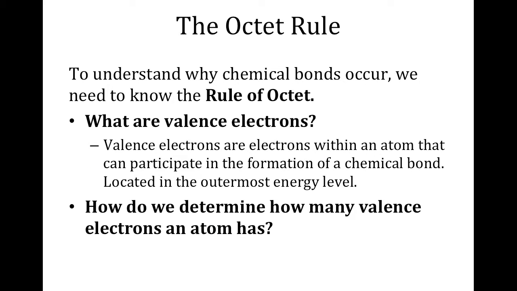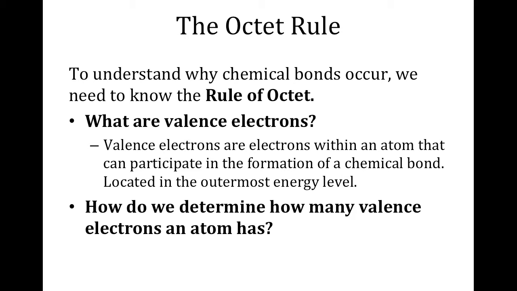So that is all we have for the electronegativity differences. So now we're going to look at something called the octet rule. To understand why chemical bonds occur, we need to know the rule of octet. Most of you are probably thinking, octet. Oct comes from like the word octagon. What does that make you think of? 8. That's going to be very important.